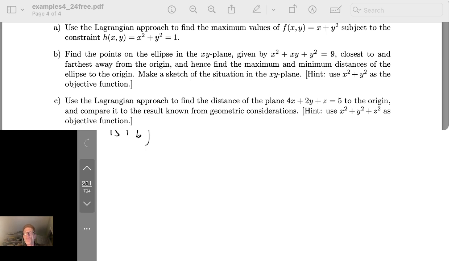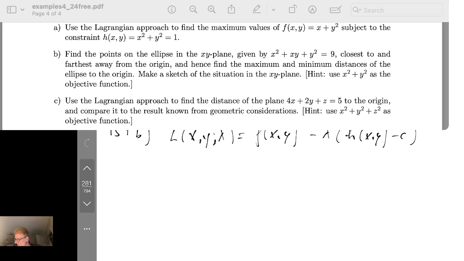So distance in 2D from the origin is basically the radius, so you could use the radius squared, hence x squared plus y squared is the objective function. So the Lagrangian L of x, y, lambda is then f of x, y minus lambda times h of x, y minus c. And f is this distance function, the objective function, minus lambda, and the points now need to lie on the ellipse, plus y squared minus 9. So that's the Lagrangian you need to look at.